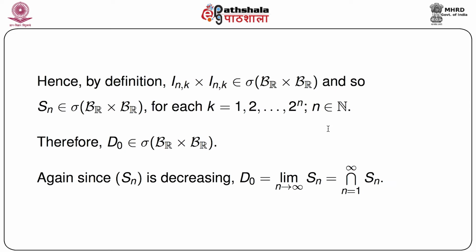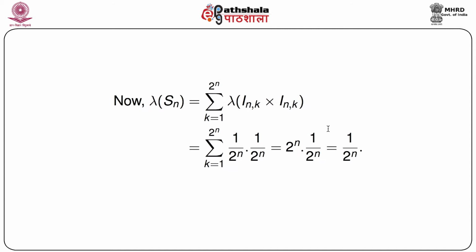Now note that S n is decreasing in n, and the limit of S n as n goes to infinity is D naught, which is nothing but the intersection n equals 1 to infinity of S n, since S n is decreasing. So we have lambda of S n equals the summation k equals 1 to 2 to the power n of lambda of I n,k cross I n,k. Now lambda of I n,k cross I n,k is nothing but 1 by 2 to the power n into 1 by 2 to the power n, as it is a product measure, and if you simplify, it becomes 2 to the power n into 1 by 2 to the power 2n, which equals 1 by 2 to the power n.